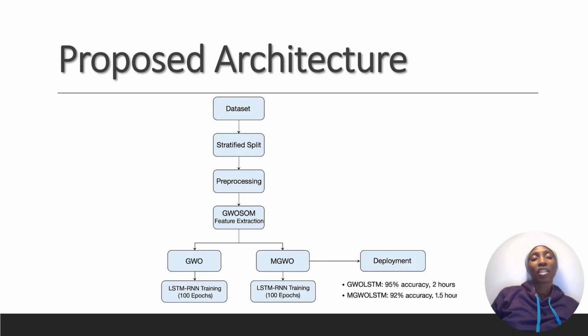So this was the proposed model architecture. We input our dataset, and then we used the stratified split method for splitting the dataset. We preprocessed the dataset. We used both the modified Grey Wolf optimization technique and also the normal Grey Wolf optimization technique, and then we propose to deploy it.